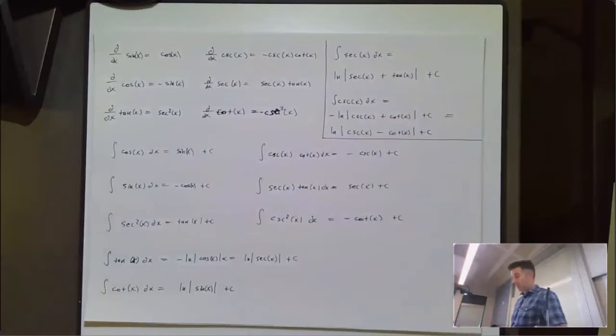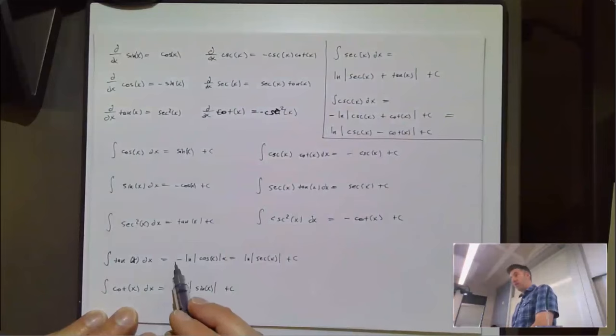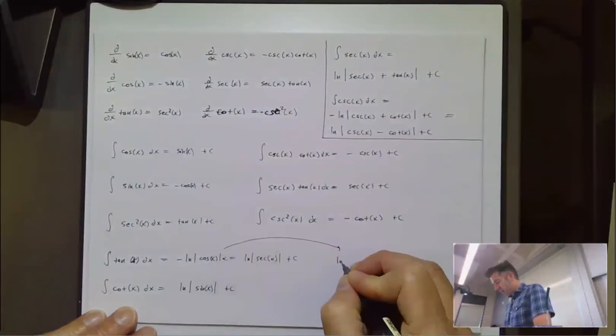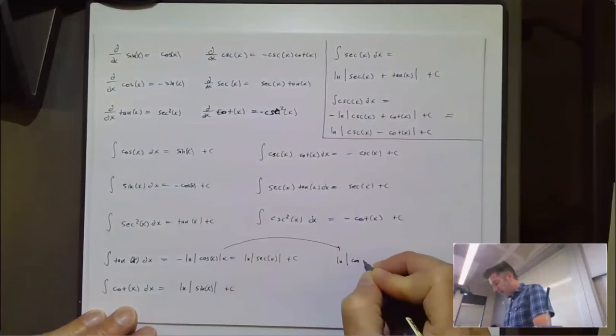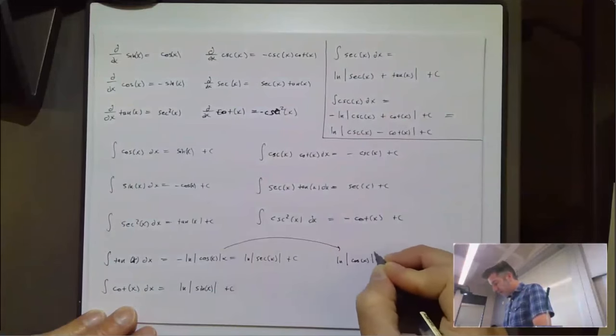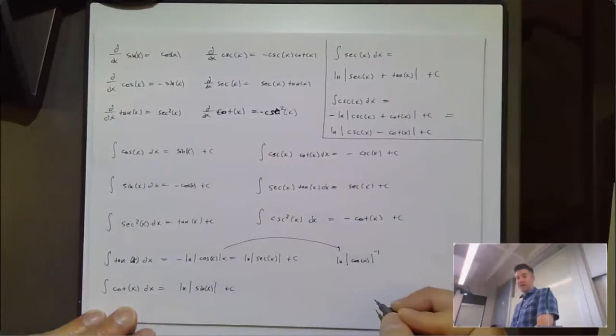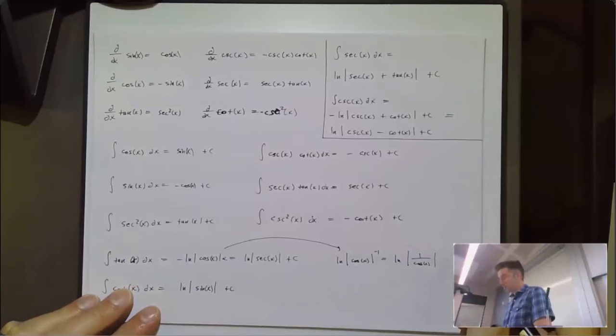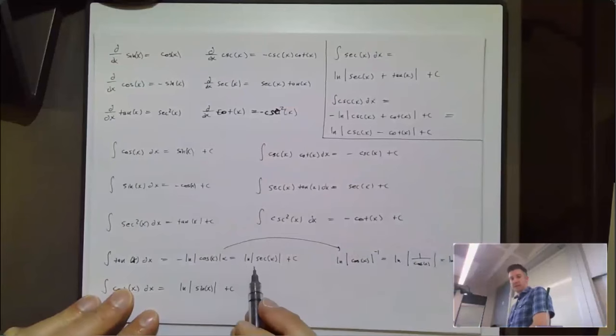But I should point out though, right? That this answer here, negative natural log of cosine, really is the same as the natural log of secant. All you're doing is taking that -1 coefficient and saying, that's equal to the natural log of the absolute value of cosine of x to the -1 power. But being raised to the -1 power is just a reciprocal. This is really the natural log of the absolute value of 1 over cosine of x. But 1 over cosine of x is secant of x. That's why we're able to say that this is the same as this.